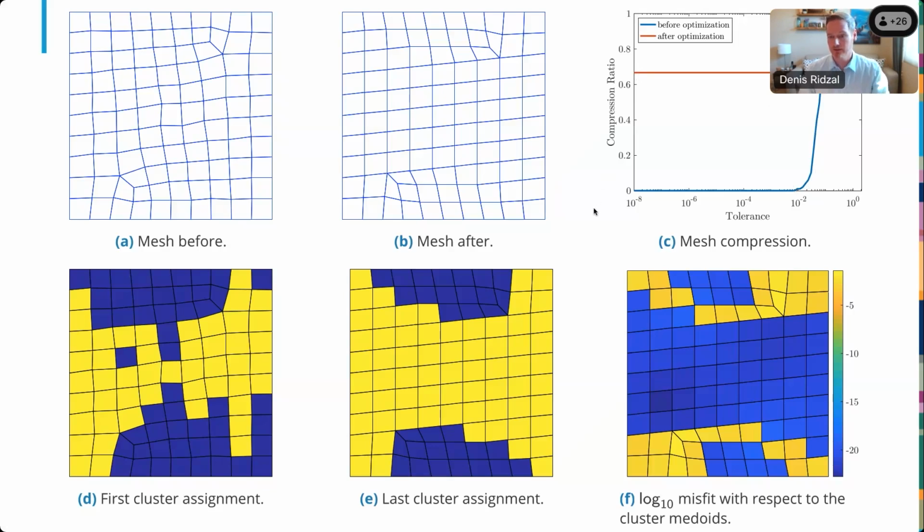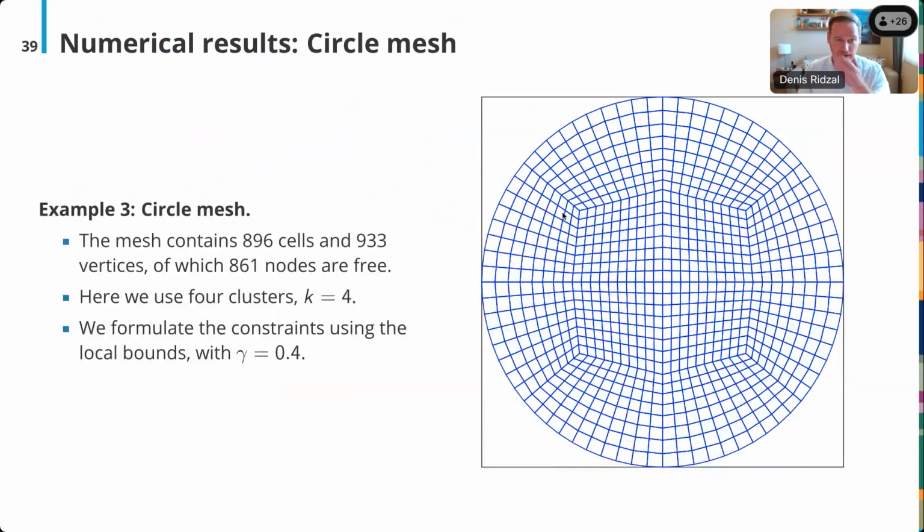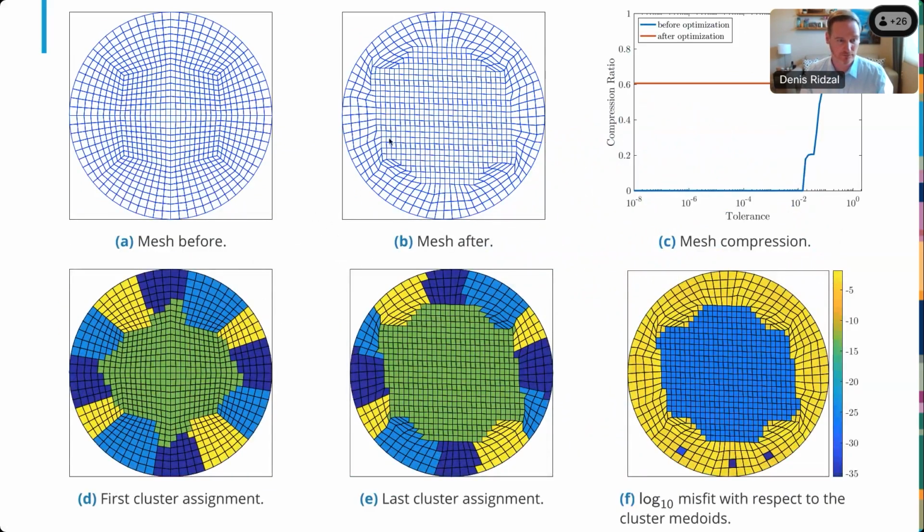So that's that example. And then finally, the circle mesh. This is just a slightly larger example. We use 4 clusters. We formulate the constraints, again, using the local bounds with 40% deviation on either side. And this is what we get. Basically, the algorithm creates this large center region, and we thought it would do that, where it straightens everything out and makes all the cells, they're actually parallelograms. They have a slight slant.